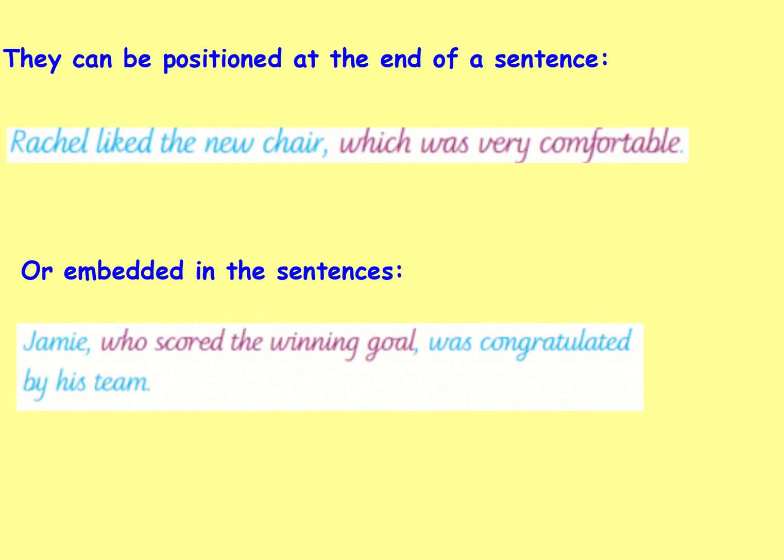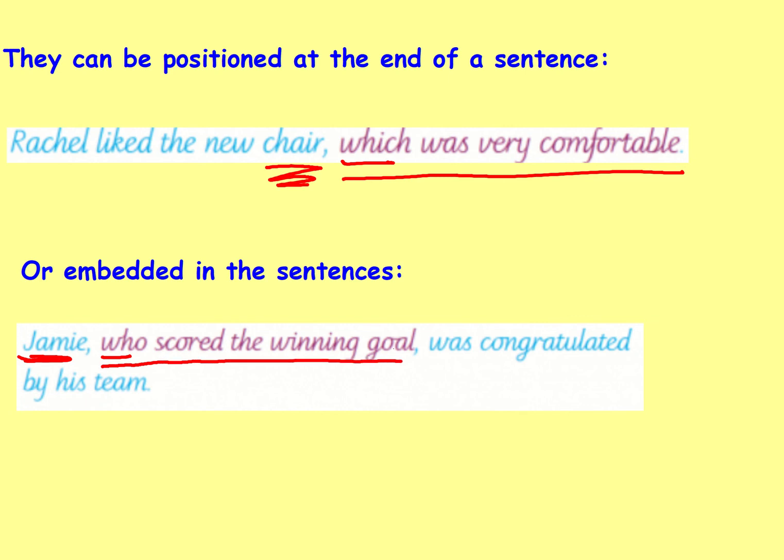So I could have Rachel liked the new chair, which was very comfortable. So it's adding extra information to the word chair by using which, and then I've got the whole relative clause. Or they can be embedded in the sentence. Jamie, so my noun, who, my relative pronoun, who scored the winning goal, was congratulated by his team.